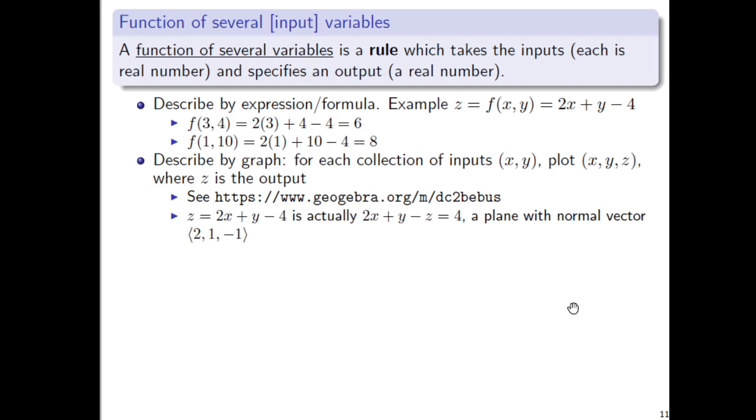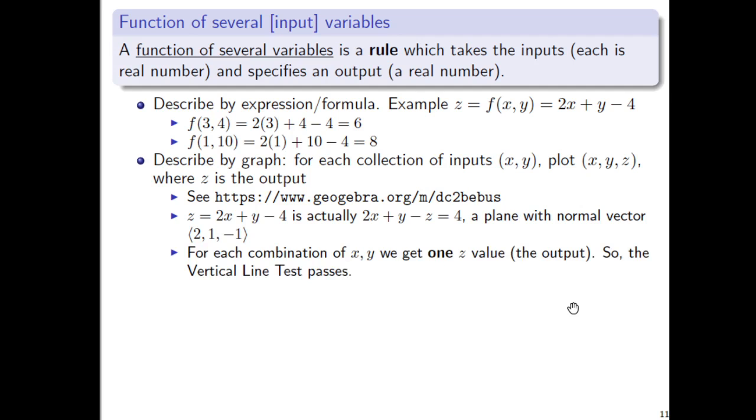Rearranging things, this is really 2x plus y minus z equals 4. It's a plane with normal vector 2, 1, negative 1. In this case, we just got really lucky because the formula for this function was real nice, right? But what's really happening here, just to bring it into function language, is that for each combination of x and y, we get one z value, the output.